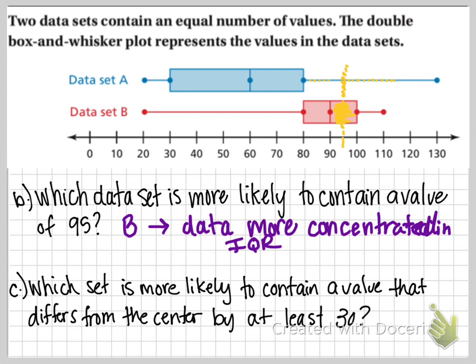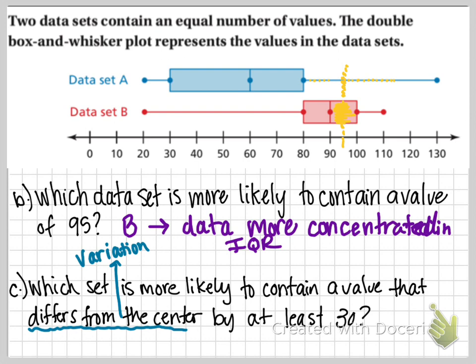And then question C asks us, which set is more likely to contain a value that differs from the center by at least 30? Now this is going back to some of our vocabulary. If something differs from the center, we are referring to a measure of variation. Differing from the center, it's either going to be the mean absolute deviation or the IQR. And in this case, we had two IQRs.